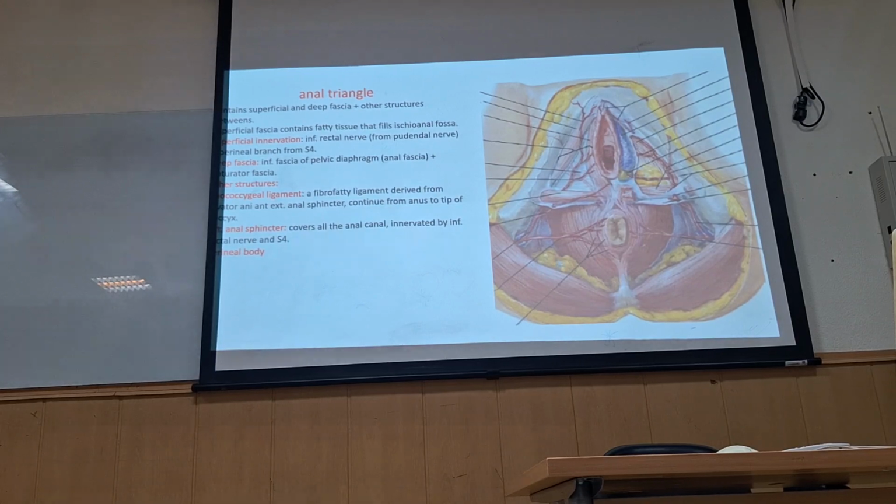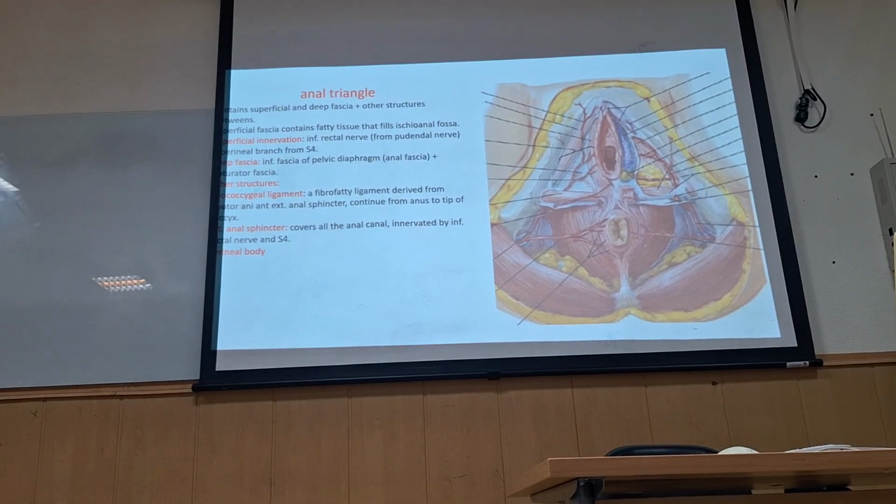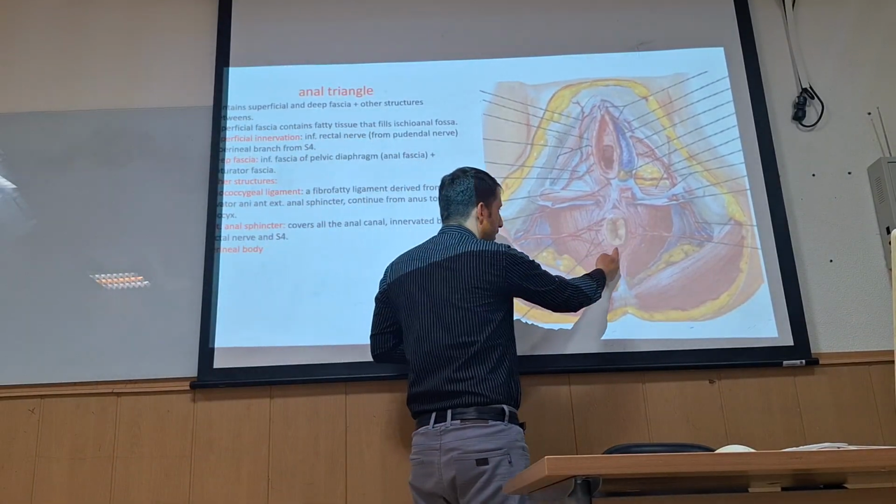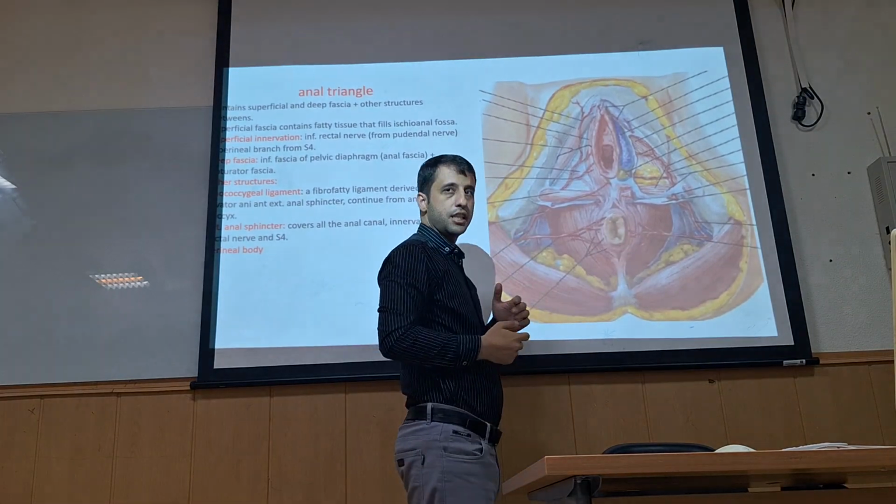When I say that a muscle is striated, I mean that it is innervated by a somatic nerve, yes, and it is under voluntary control. It is a voluntary muscle. So, this is the external anal sphincter.